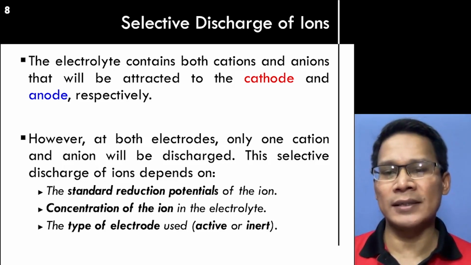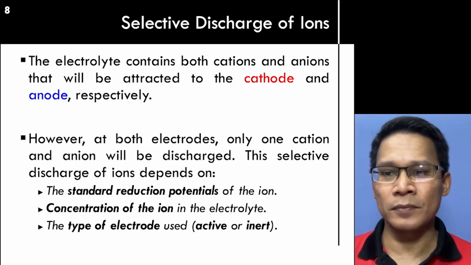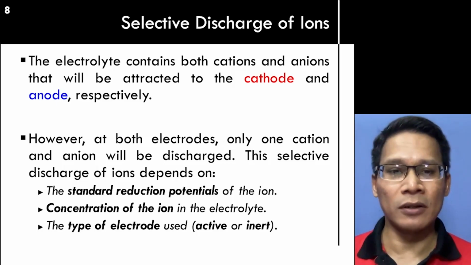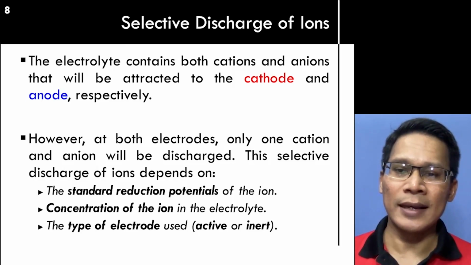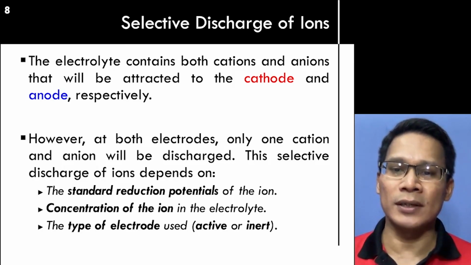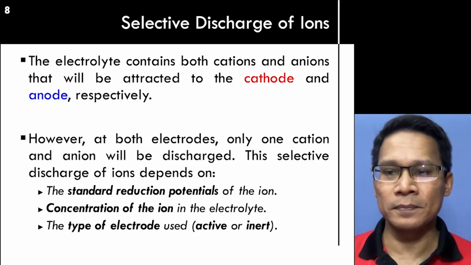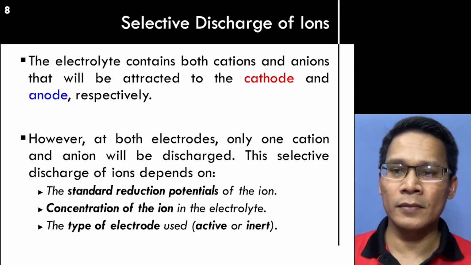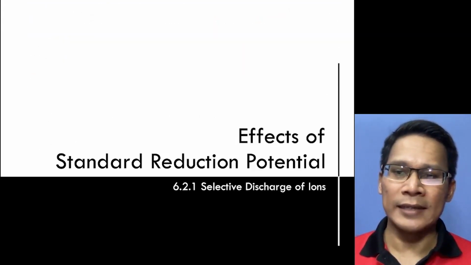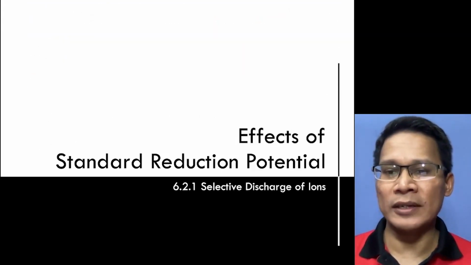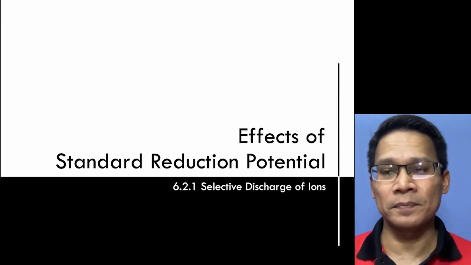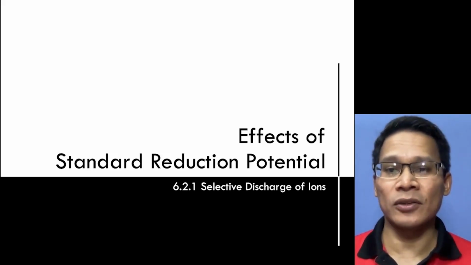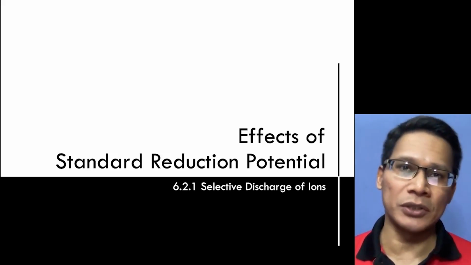There are three factors that determine which ions will be discharged at each electrode: the standard reduction potential of the ions, the concentration of the ions, and the type of electrode used in the electrolytic cell. Let us now look at the first factor that will determine the ions to be discharged in an electrolytic cell, which is the effect of the standard reduction potential.